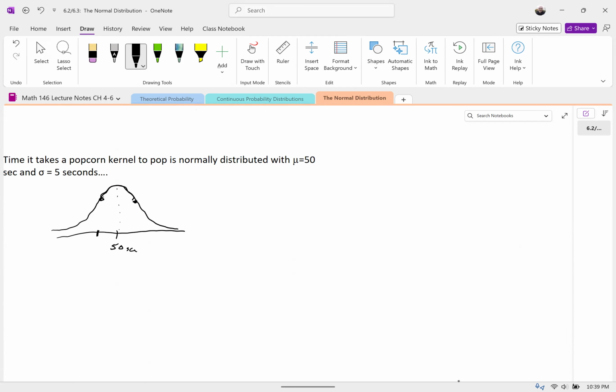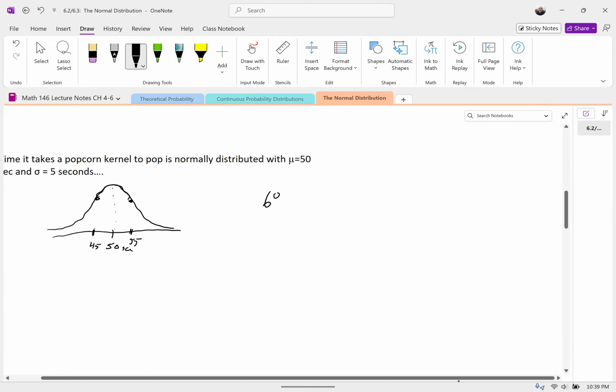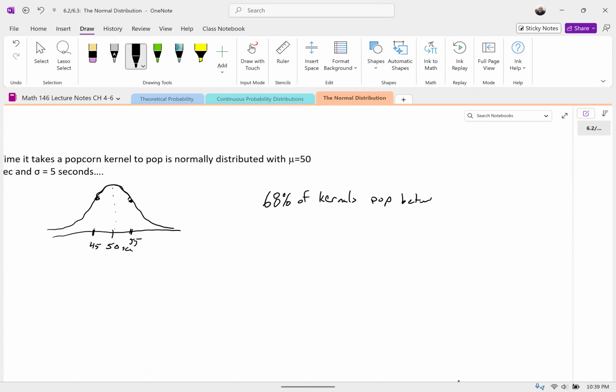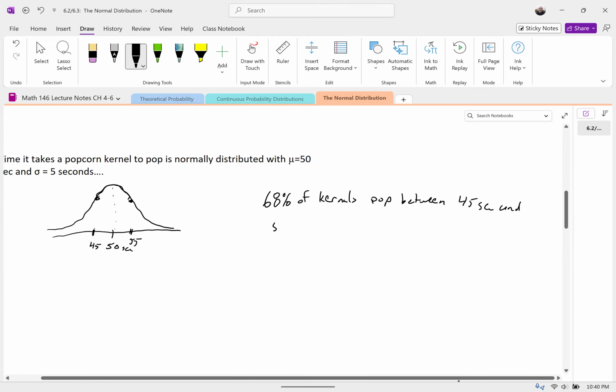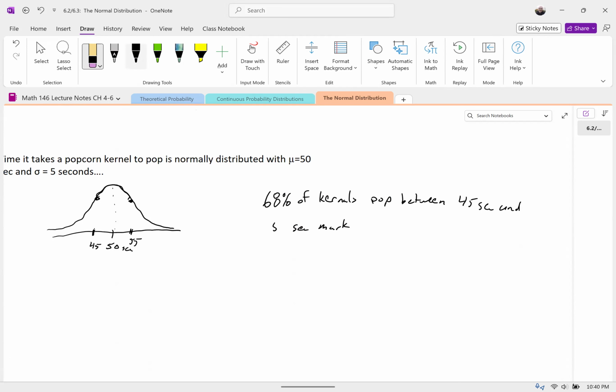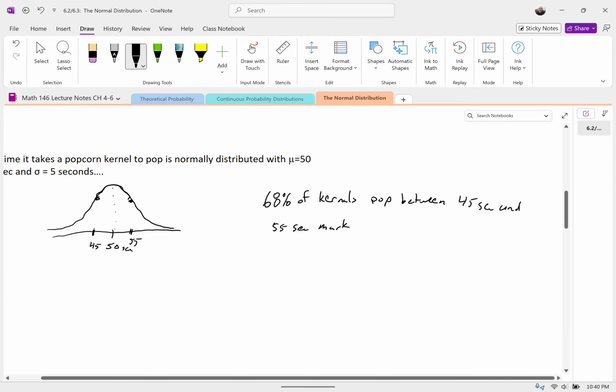At this lower inflection point, the scale on the x-axis would be 45, and it would be 55 on the other one. I'm going 1 standard deviation on either side of the mean, so I know that 68% of kernels pop between that 45-second mark and the 55-second mark. Sorry, I said that wrong at first. I've got to add that standard deviation to both sides.